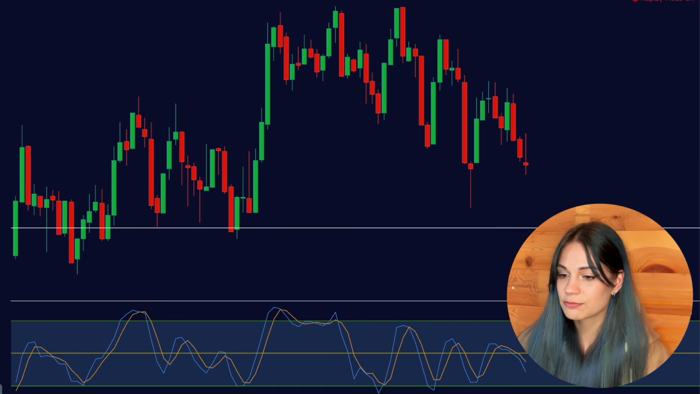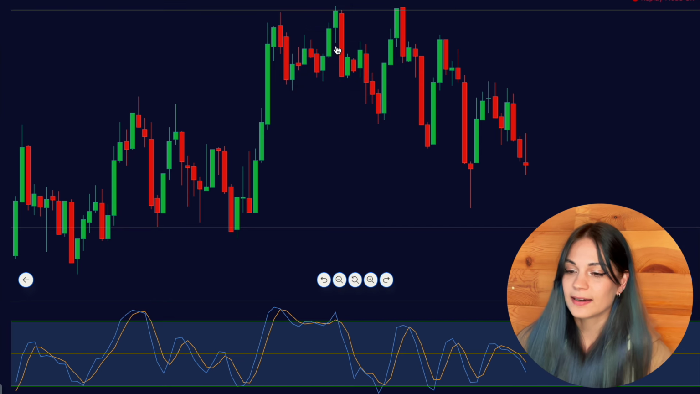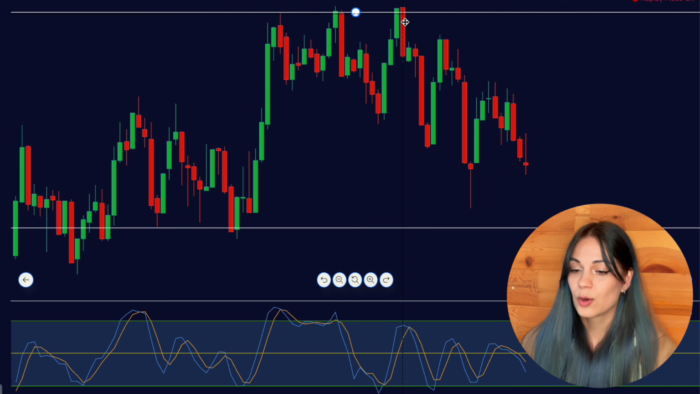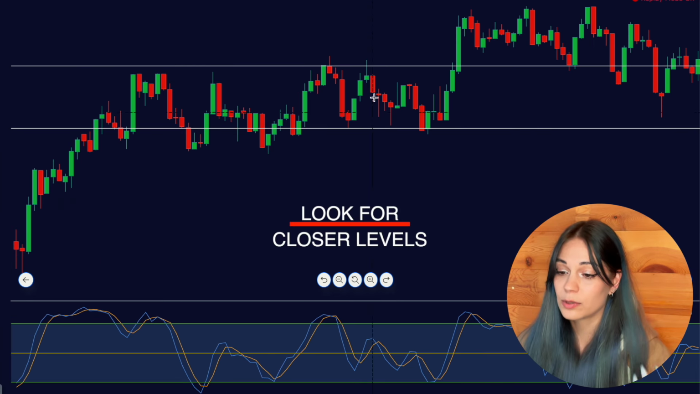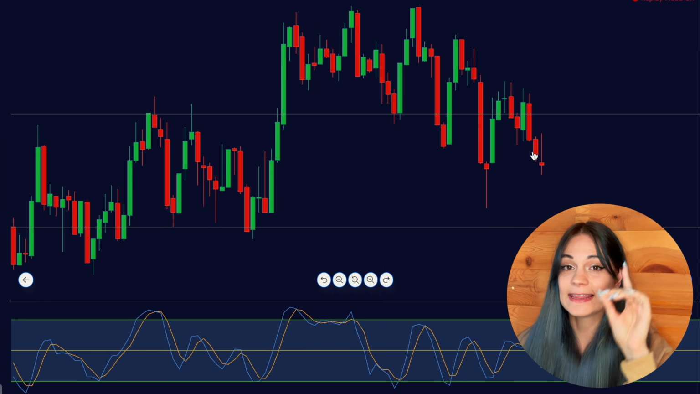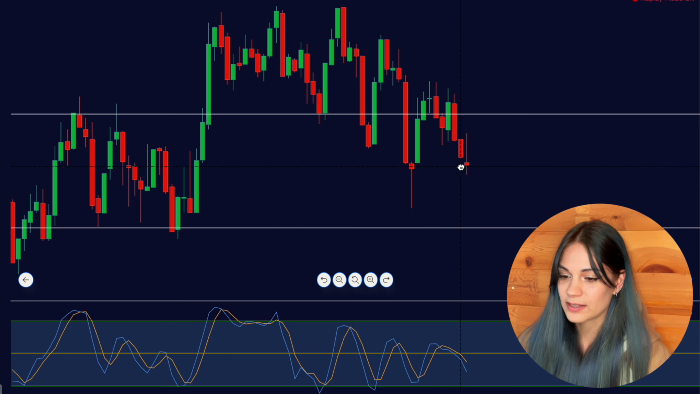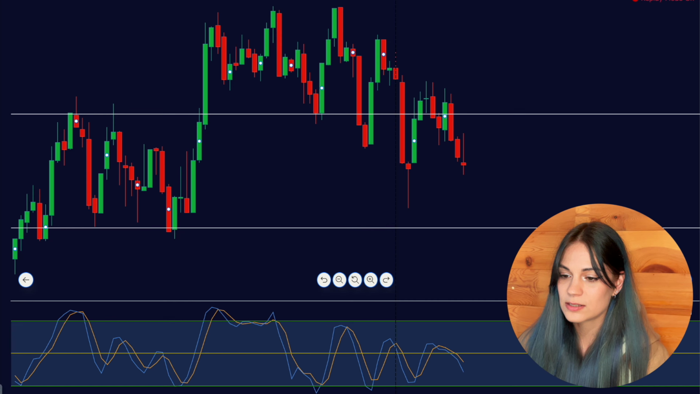Next one is going to be the resistance level, and you would probably think it's going to be right here. It would be correct, but at this point, this level is not important for us because we have an even closer level with which we had multiple rejections, and this level is actually closer to the price at this specific moment, and it is more important for us.